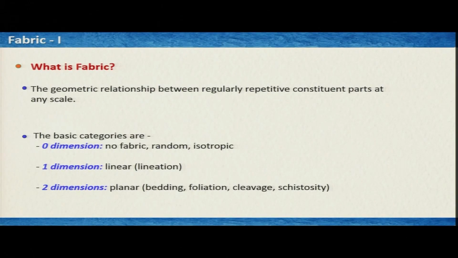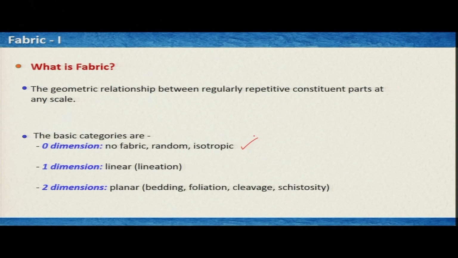So, I repeat, the geometric relationship, that is very important. It is the geometrical parameters. So, the geometric relationship between regularly repetitive constituent parts at any scale. That means it has to be all over the volume of the body we are concerned with. And if we think about these fabrics which are geometrically distributed all over the volume, then we can consider them in 3 ways.